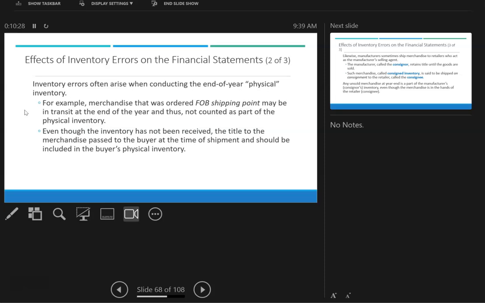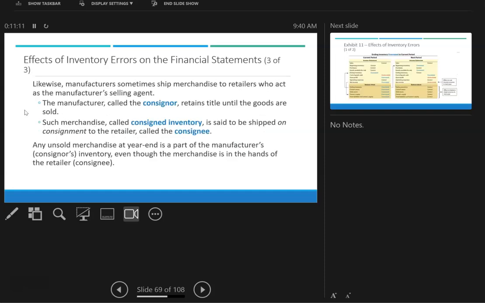Inventory errors arise when conducting the end of year physical inventory. For example, merchandise that was ordered FOB shipping point may be in transit at the end of the year and not counted as part of inventory, because we know FOB shipping point, when do we gain access to that inventory? At the shipping point. So it's not on hand in our inventory. Do you see how we could have screwed that up? Even though the inventory has not been received, the title to the goods have passed to the buyer at the time of shipment, so they should be included. Sometimes they're consigners, so we're holding consigned inventory.